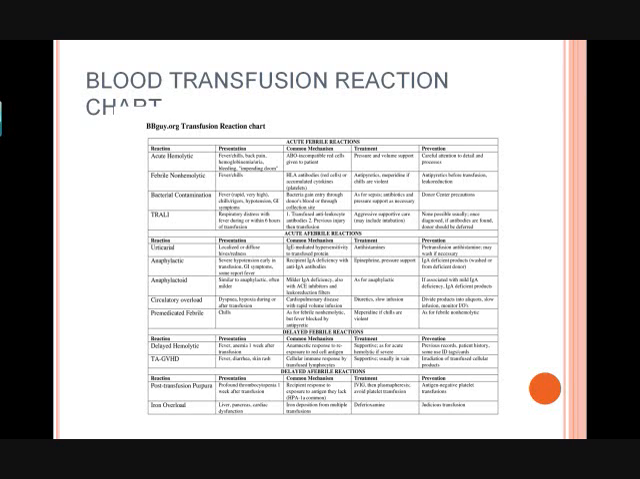So if an acute reaction occurs, you want to write this down so you get an easy 2 points. You want to stop the transfusion. Assess the patient's vital signs. Notify the provider. Disconnect the blood tubing and send it to the lab. That's one. And then document the incident.